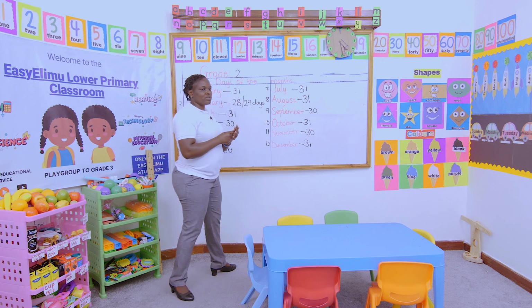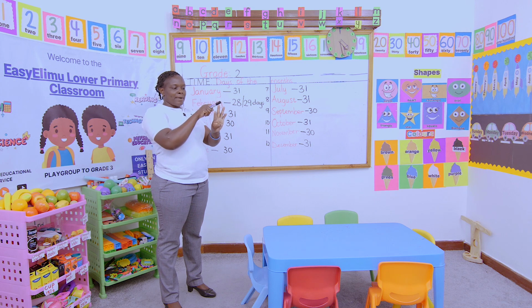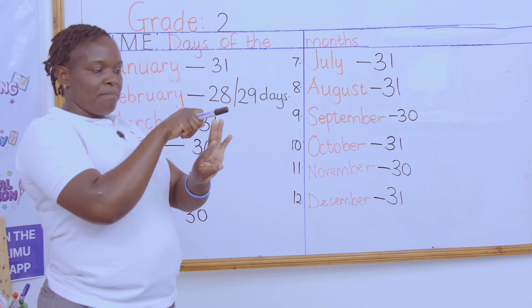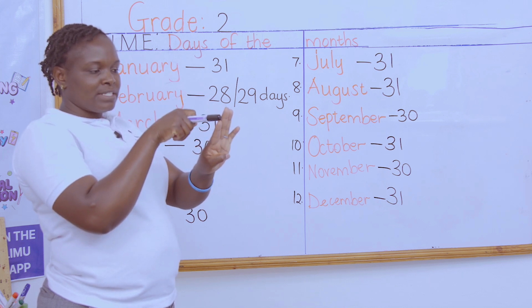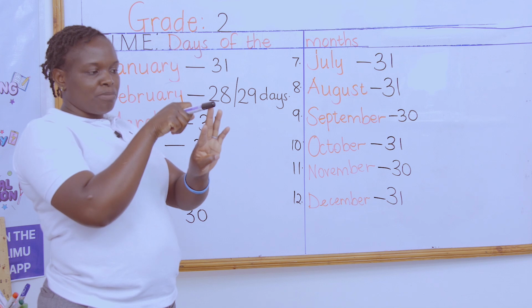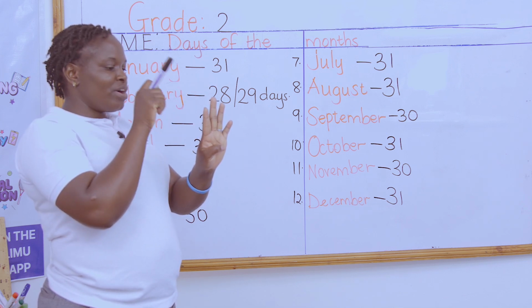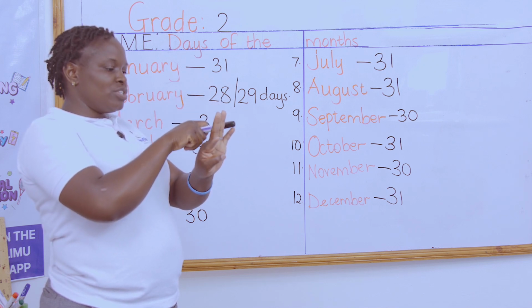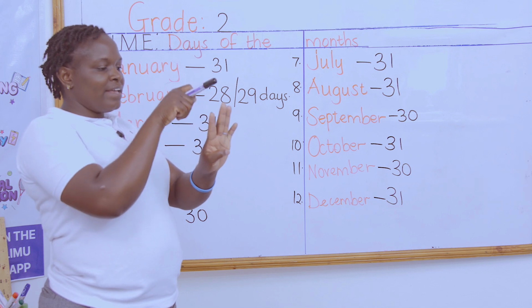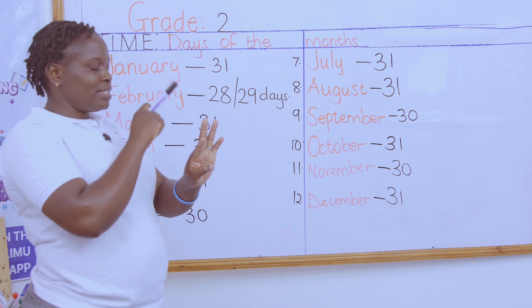So let us count all of us together. We start here: January, February, March, April, May, June, July, August, September, October, November, December. Again: January, February, March, April, May, June, July, August, September, October, November, December.